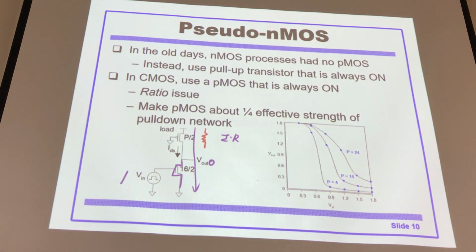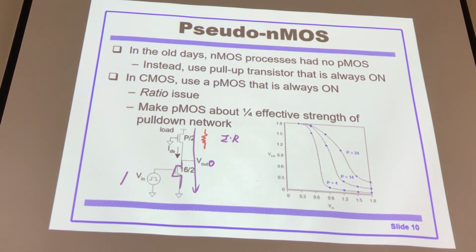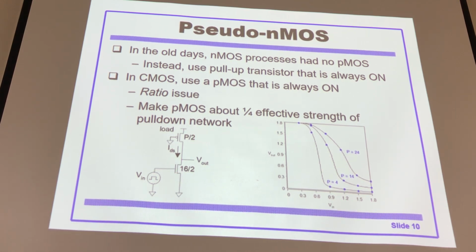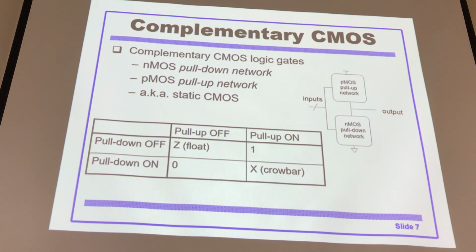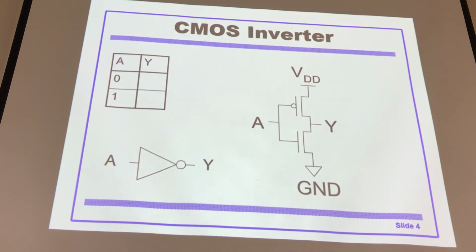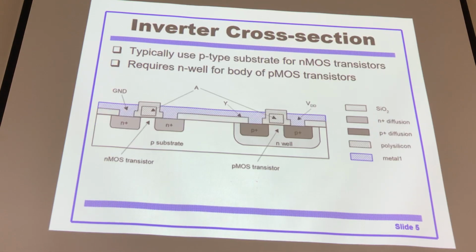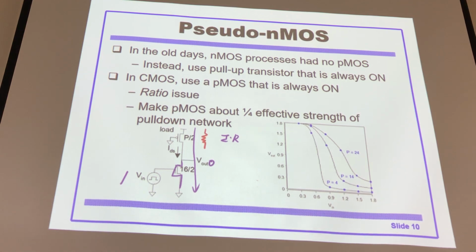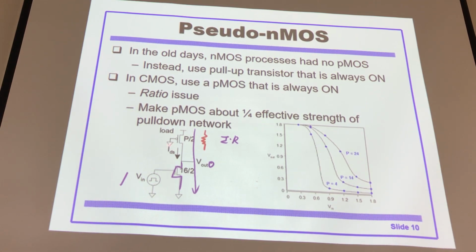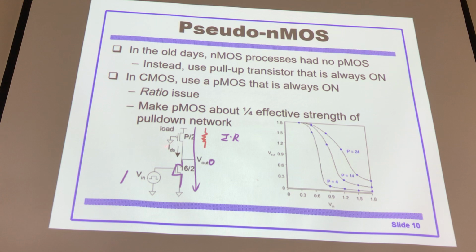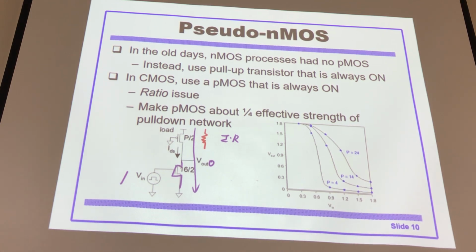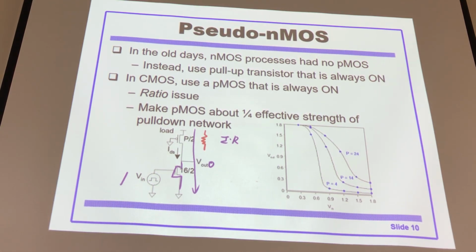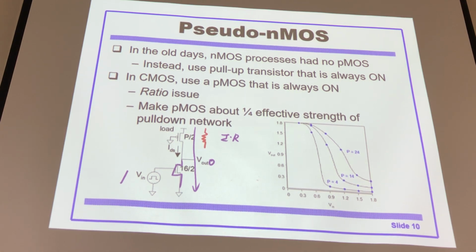So this is exactly an inverter, right? It's similar to the static CMOS circuit, but now we use a PMOS transistor that is always on. We call that the pseudo NMOS circuit family. Pseudo NMOS.